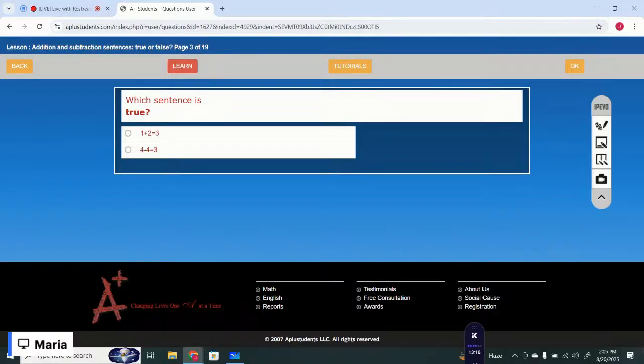Which sentence is true? 1 plus 2 equals 3. 4 take away 4 equals 3. So which is the correct option? Option number 1 is the correct option. 1 plus 2 equals 3.